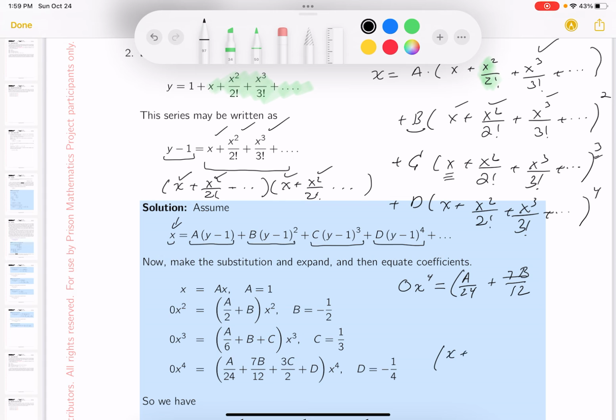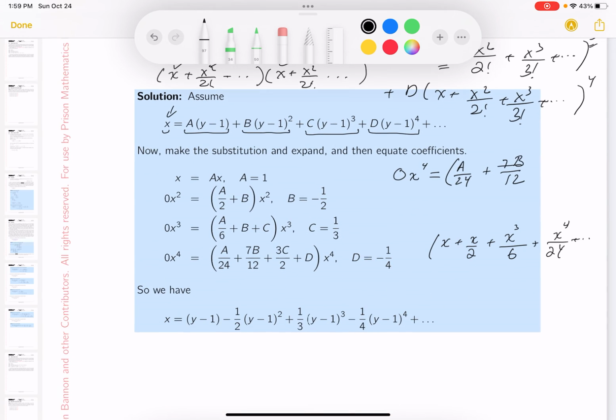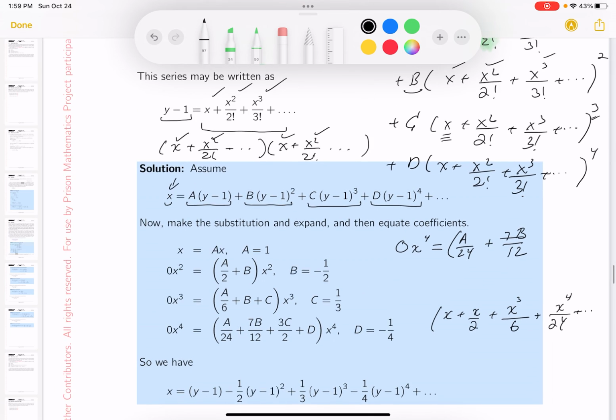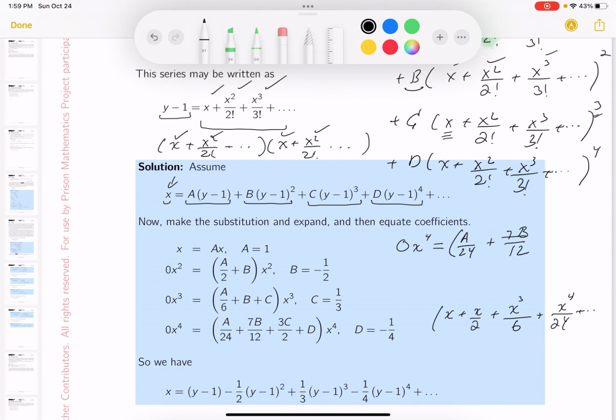x plus x squared over 2 plus x cubed over 3 factorial, which is 6. The next one would be x^4 over 24. And this goes on forever. It's crazy looking. But there's actually 4 of them. Yeah, we're doing the 4th power of this.